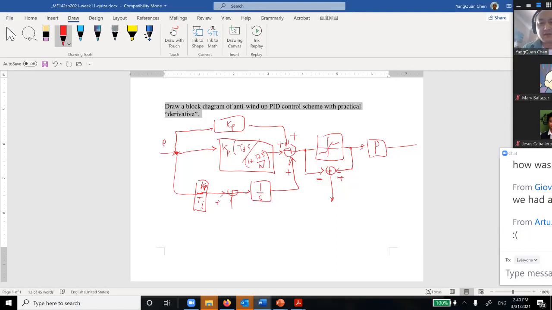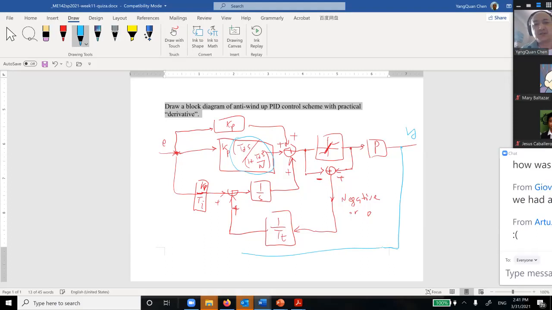Then this one is coming over here, okay? Also plus. But this value is usually negative, okay? It's not positive; it's negative or zero. When there is no saturation, this difference is zero, okay? So this is actually a block diagram of the anti-windup PID control scheme with a practical derivative. This is my practical derivative, okay? Of course, this is my output.